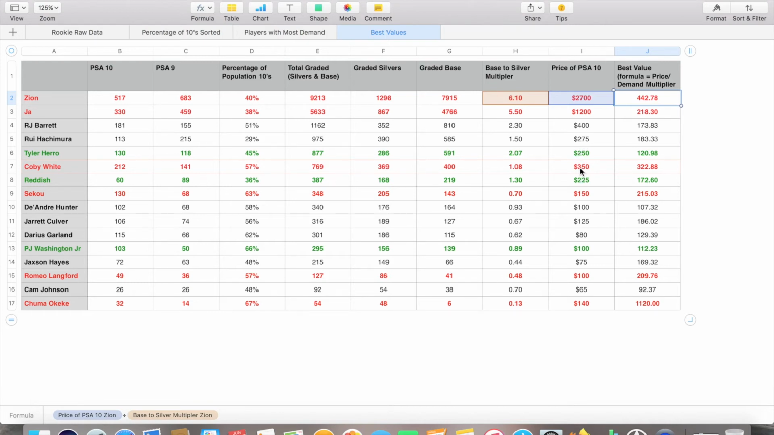Kobe White, 350. Cam Reddish, 225. Sekou Demboya, 150. DeAndre Hunter, 100. Jarrett Culver, 125. Darius Garland, $80. PJ Washington Jr., $100. Jackson Hayes, $75. Romeo Langford, $100. Cam Johnson, $65. Chumo Kiki, $140. So, these numbers are sort of the latest numbers within the past couple of days.